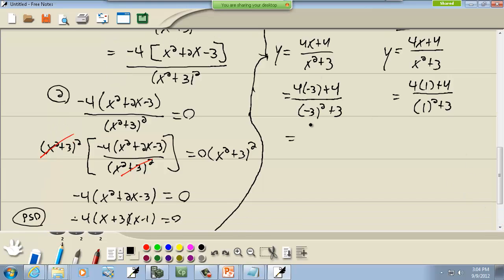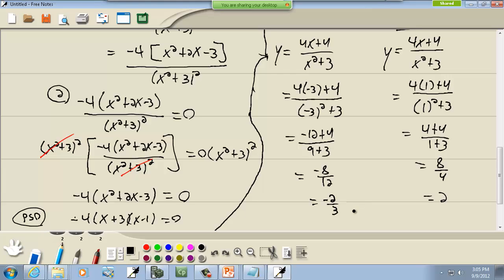Well, 4 times negative 3 is negative 12, so we got negative 12 plus 4. Negative 3 squared is 9 plus 3, so that gives us negative 8 over 12, which is top and bottom both divisible by 4. That gives us negative 2 over 3. And don't circle that. That's not our answer. Okay, part of our answer. And do the same thing here. 4 times 1 is 4 plus 4. That gives us 1 plus 3. That gives us 8 over 4, or gives us 2.